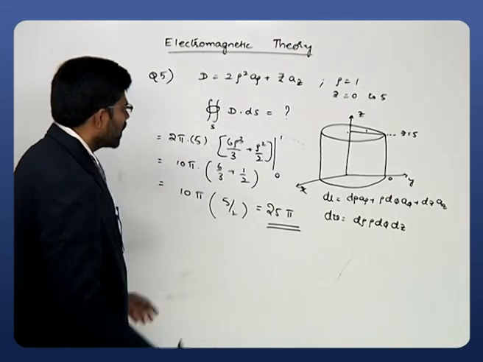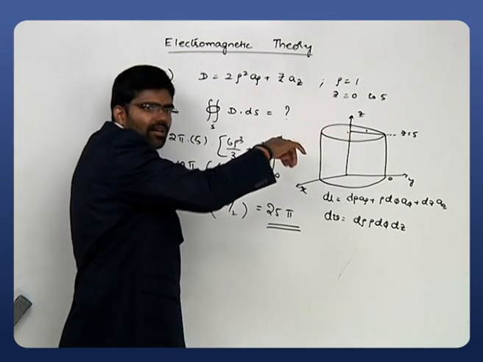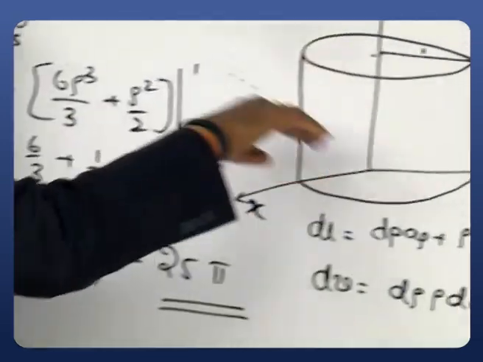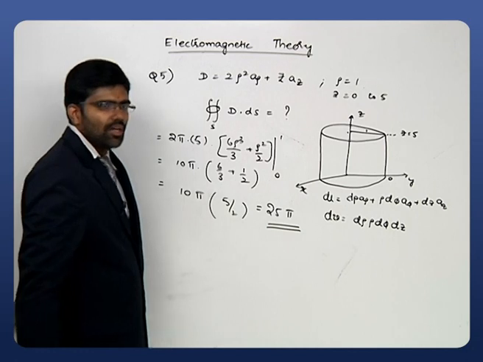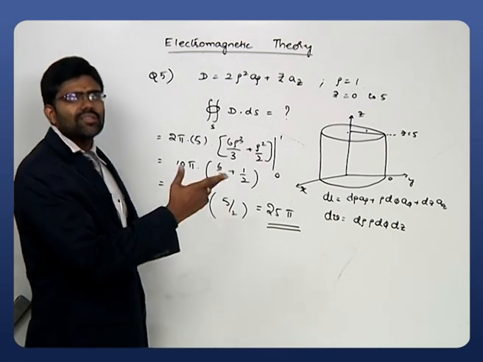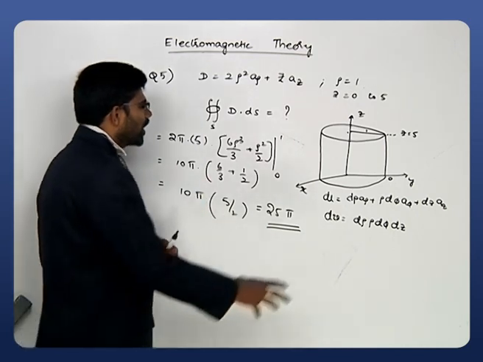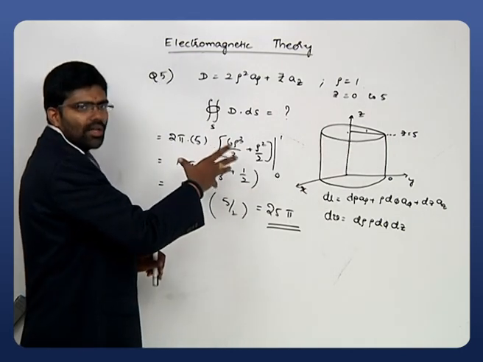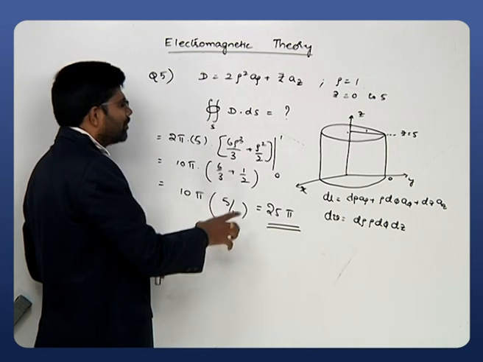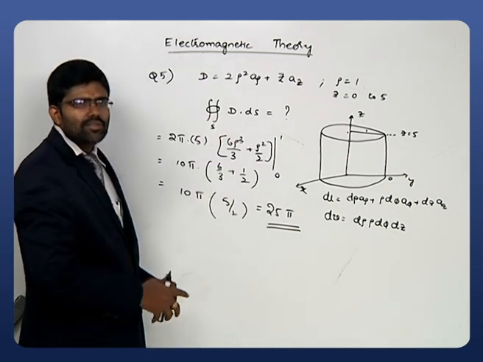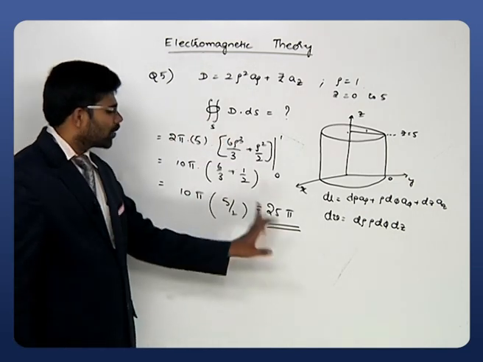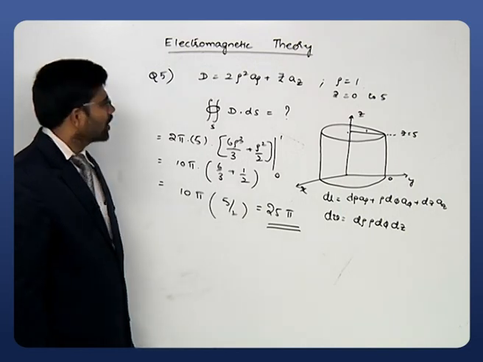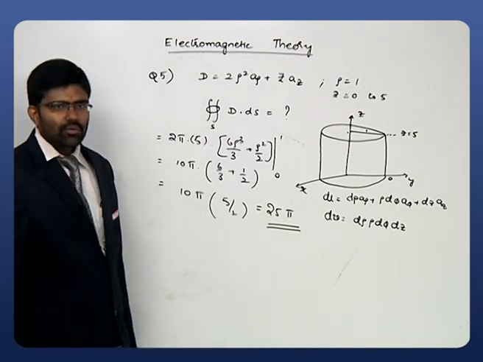So by considering the entire surface and calculating the surface integral for the curved surface, top surface and bottom surface, we get the same answer, but it takes a long time. Instead, if you take the volume and see how the field is varying over the entire volume, the divergence can be calculated using our divergence theorem. In the easiest way you can obtain this answer. So this is our solution for question number 5.